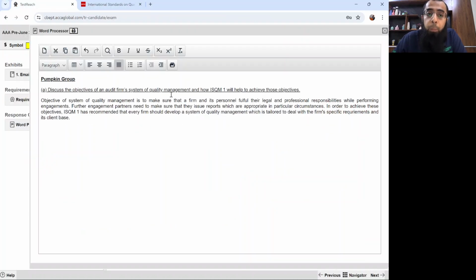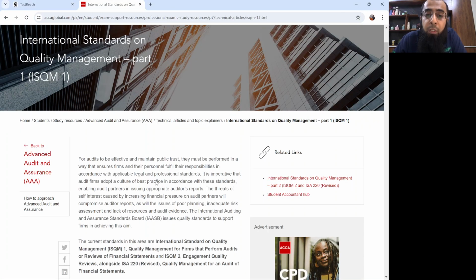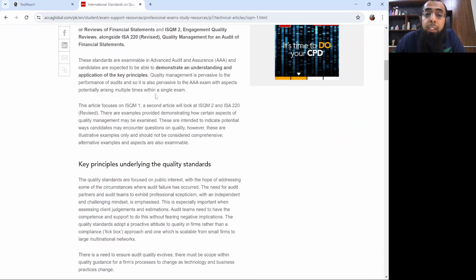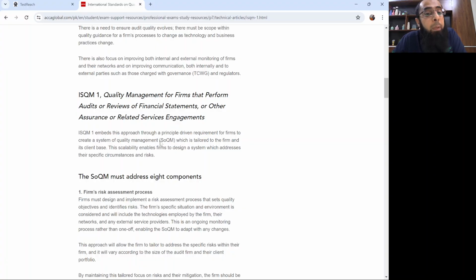So the objective of system of quality management is to make sure that the firm and its personnel fulfill their legal and professional responsibilities. It's simply written here: to ensure the firm and their personnel fulfill their responsibilities in respect of legal and professional standards. They give the correct report, and for that, ISQM1 says that a system of quality management needs to be developed by each of the firm.